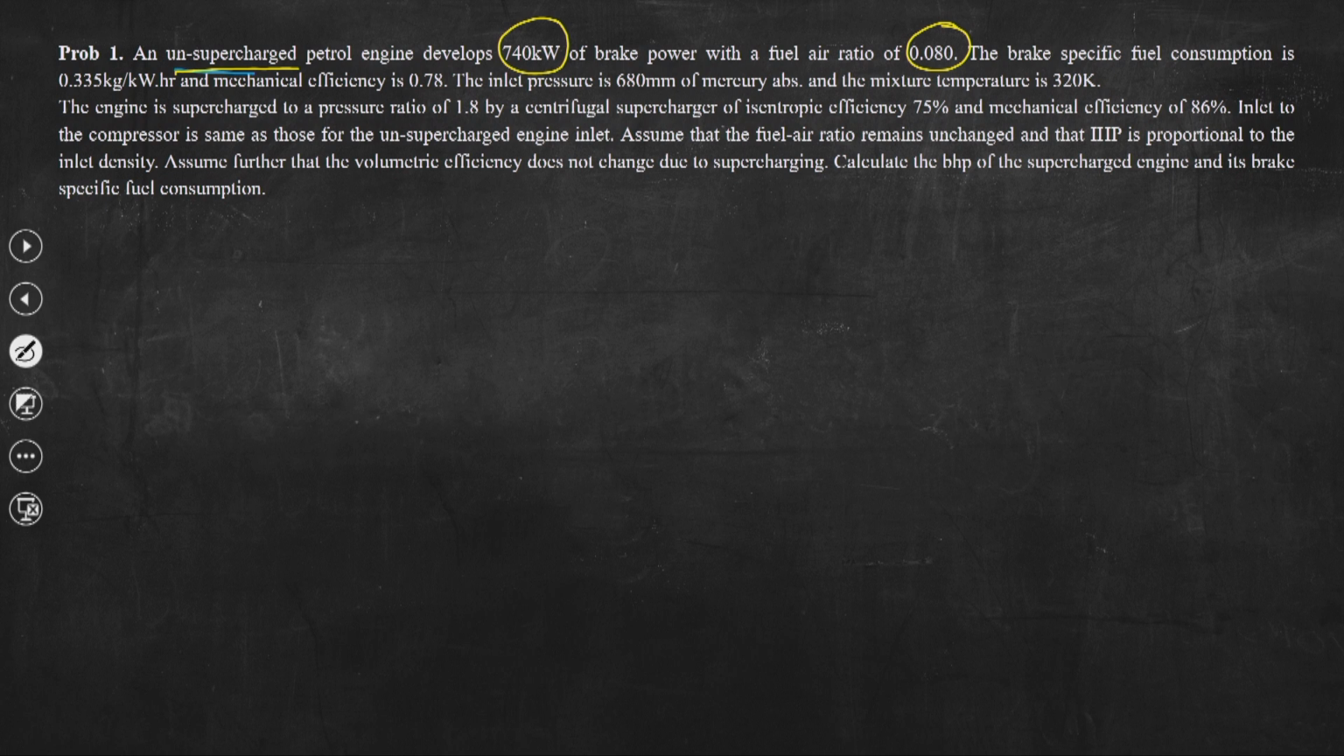The brake specific fuel consumption is 0.335 kilojoule per kilowatt hour. So, this is the BSFC, right, and mechanical efficiency is 78%, that is 0.78. The inlet pressure is 680 millimeter of mercury absolute and the mixture temperature is 320 K. So, basically, the inlet to the engine pressure of air and temperature of the air fuel mixture is given as 320 K, that is the SI engine.